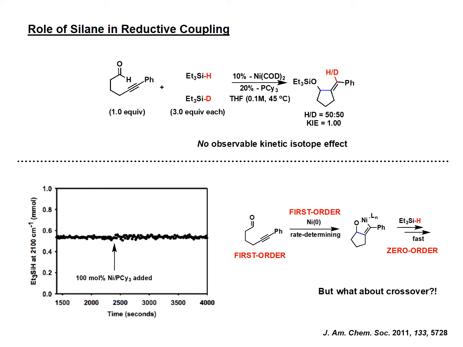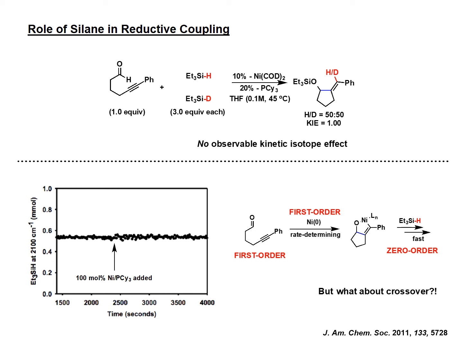So this fits really well with one of the proposed mechanisms: first order rate dependence in substrate, first order rate dependence in catalyst. You could argue a rate determining oxidative cyclization, and then a series of steps that involve the silane that are sort of kinetically silent. You can't see them using the kinetics. But that never helped us answer the question that we started out with: how do we get crossover when we change ligand classes to the phosphine?